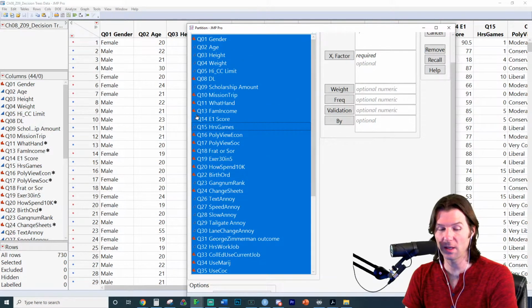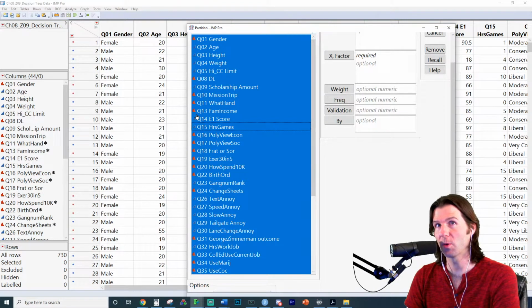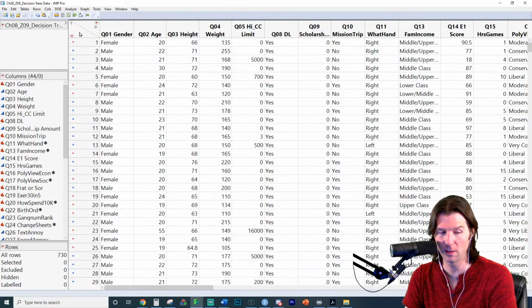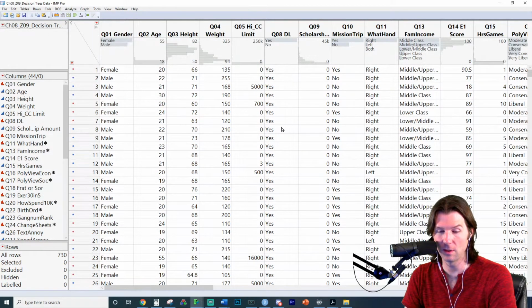A decision tree can predict a categorical Y or a quantitative Y. It can use categorical X's or quantitative X's. And so everything here looks good to me. If you want to look for identifiers, you need to go over here and do this. We don't have original row number.